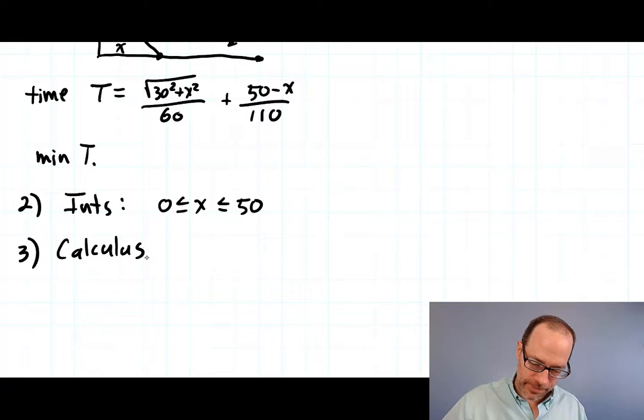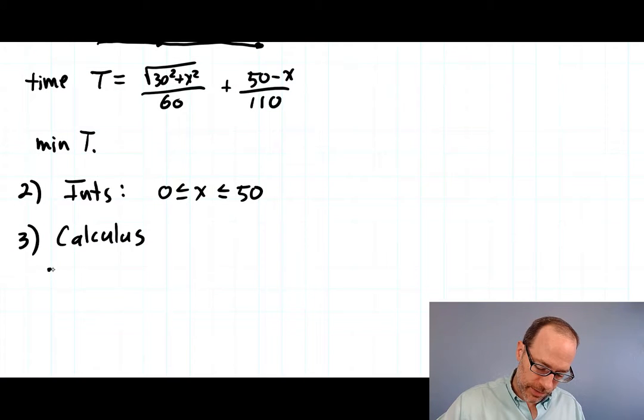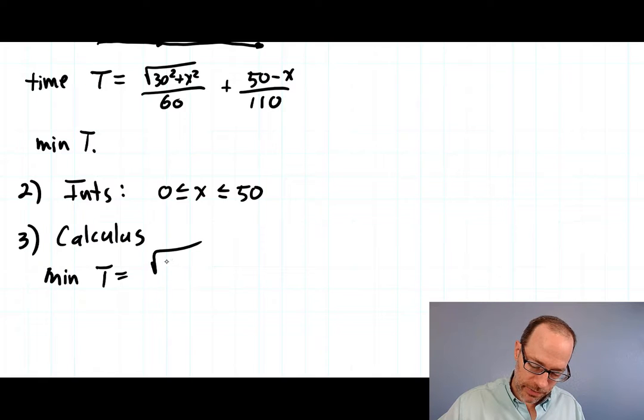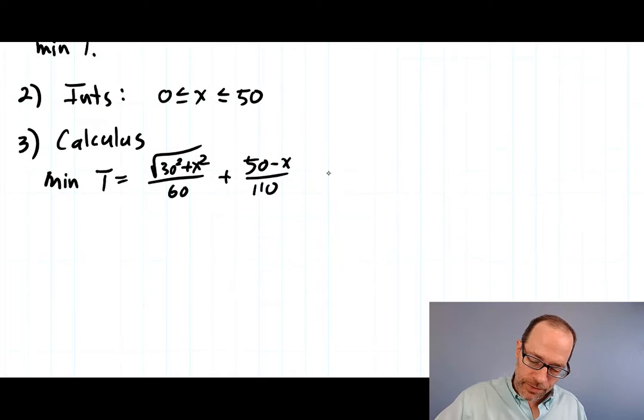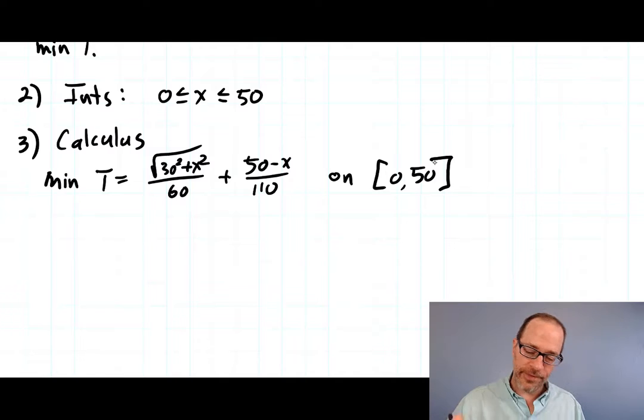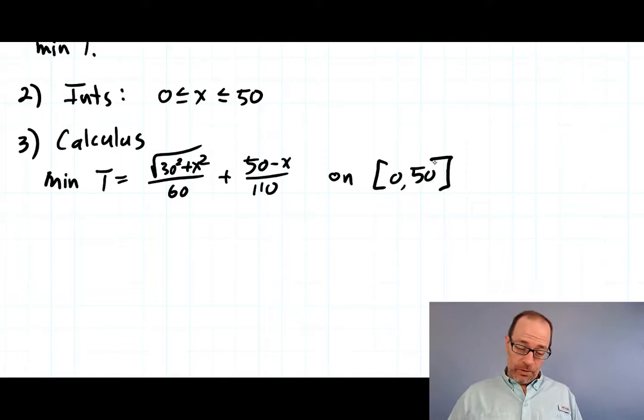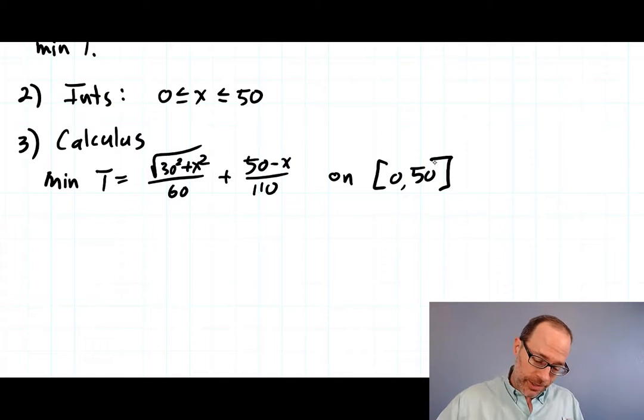All right. So remember, we want to minimize the function T, which is the square root of 30 squared plus x squared all over 60 plus 50 minus x all over 110. And we want to do it on the interval 0 to 50. Okay. All right, old stuff now, just calculation.